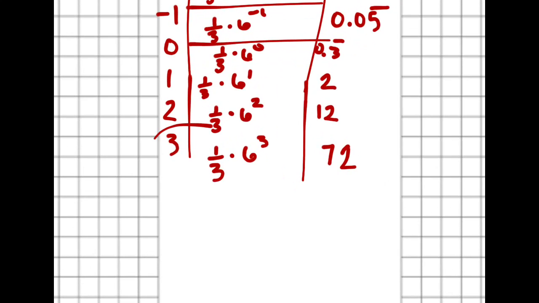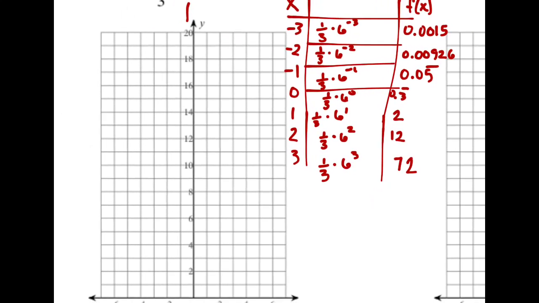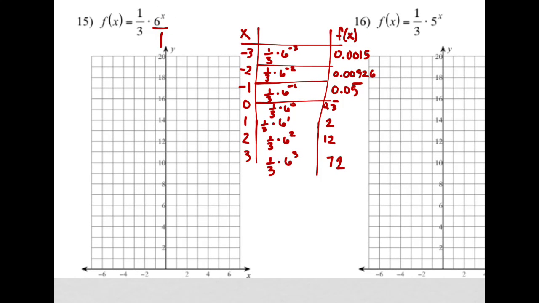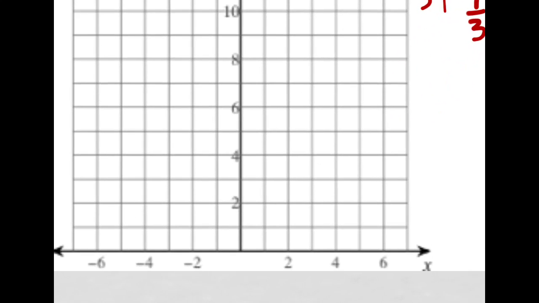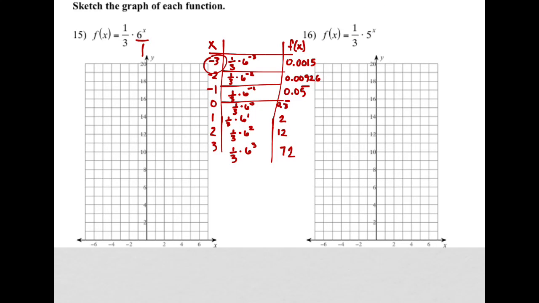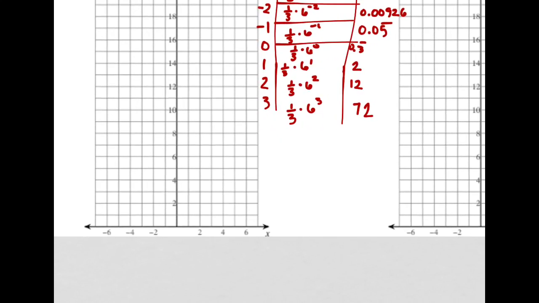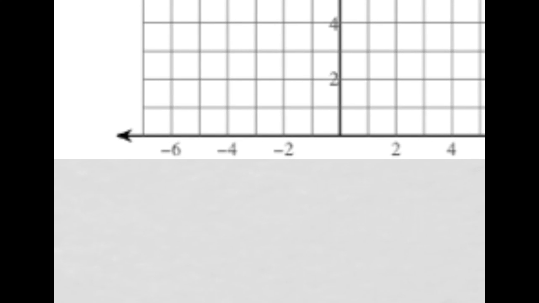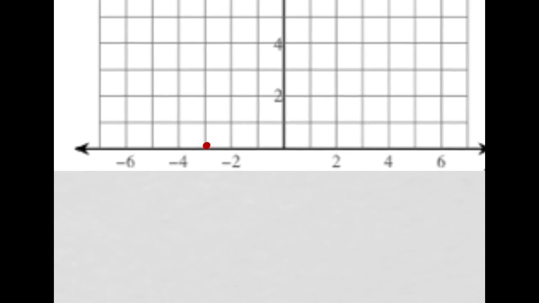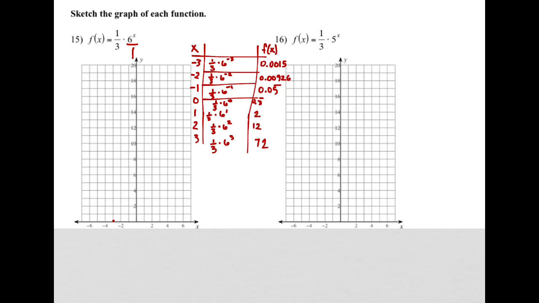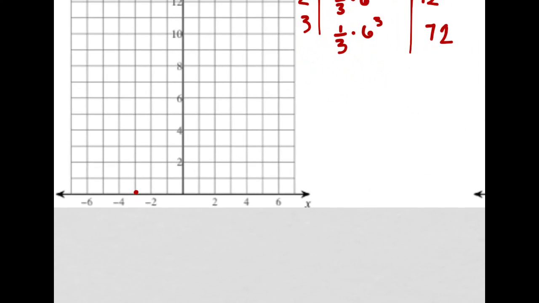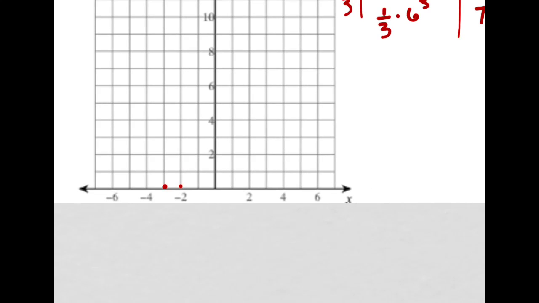So obviously this last point I'm not going to be able to plot because it goes all the way up to 72 and our graph doesn't go that high. But I'm going to try and plot these the best that I can. At x equals -3, the y value, remember f of x is just the same thing as y, is so tiny, I'm just going to put it on the x-axis. It's close enough. It doesn't really touch the x-axis, but maybe there, just a tiny bit above. And then -2 is the same way. It's just so tiny, I'm just going to put it right above the x-axis.